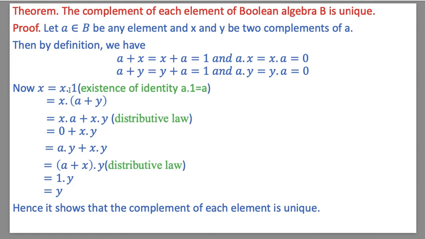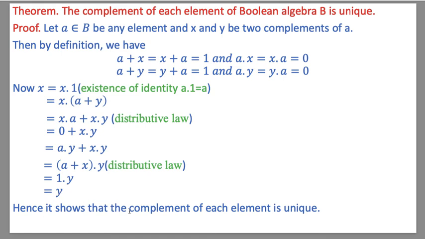Now X is equal to X dot 1, by existence of identity A dot 1 equal to A. And this is equal to X into (A plus Y), because A plus Y is 1. And this is X dot A plus X dot Y by distributive law. And X dot A is 0. So this is 0 plus XY. And this is equal to, 0 can be written as A into Y, because A dot Y is 0. Here this can be written as (A plus X) into Y by distributive law, but A plus X is 1 by this. So 1 into Y, and 1 into Y is Y.